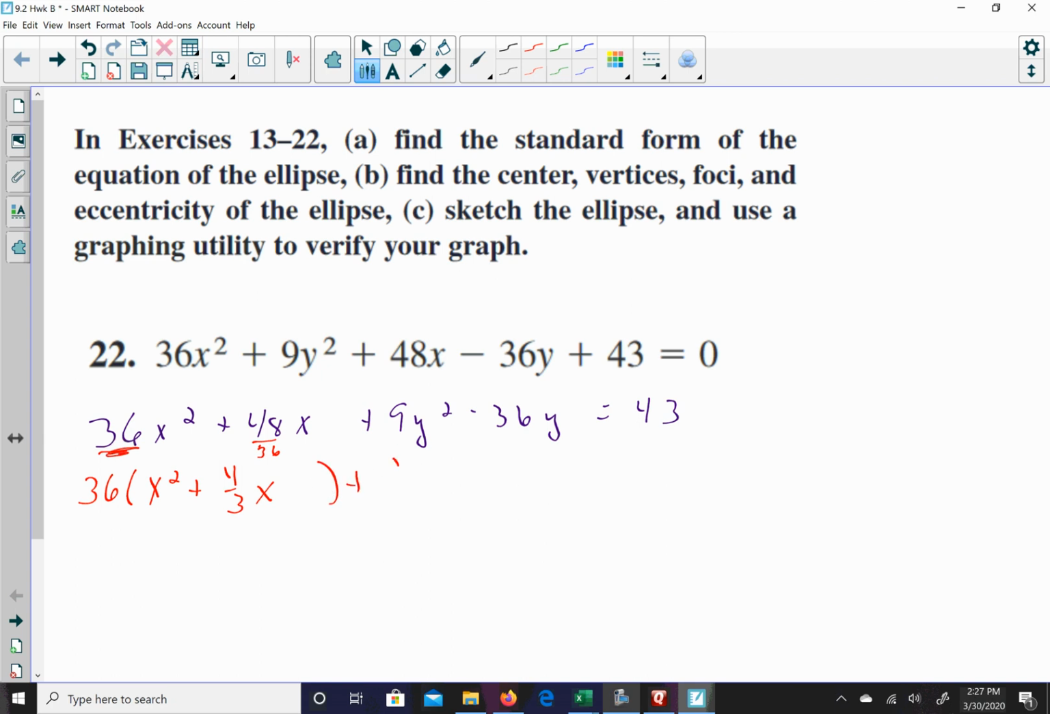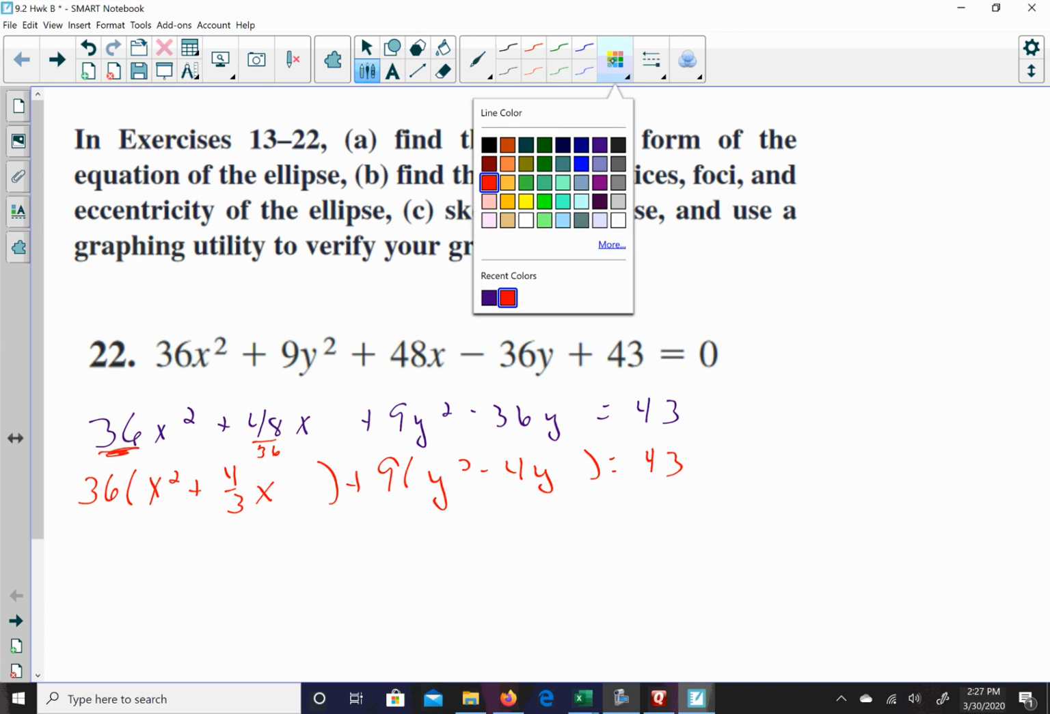Plus here, I'm going to factor out 9. 9 will go into 36 evenly, so that'll be 4y. And then this is equal to 43. I haven't changed anything on the right side. Completing the square is still the same process. Even though it's a fraction, it shouldn't bother me that much.